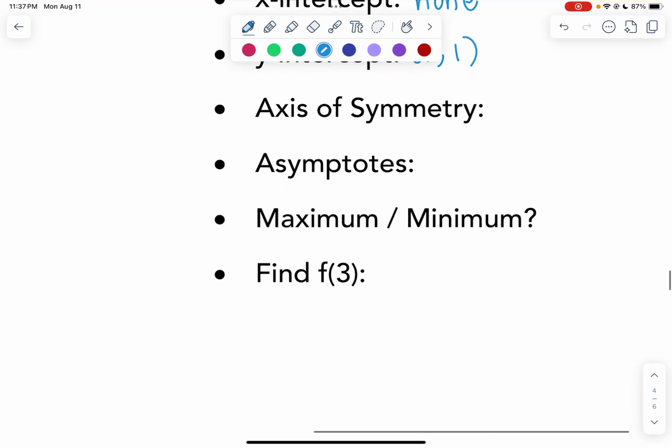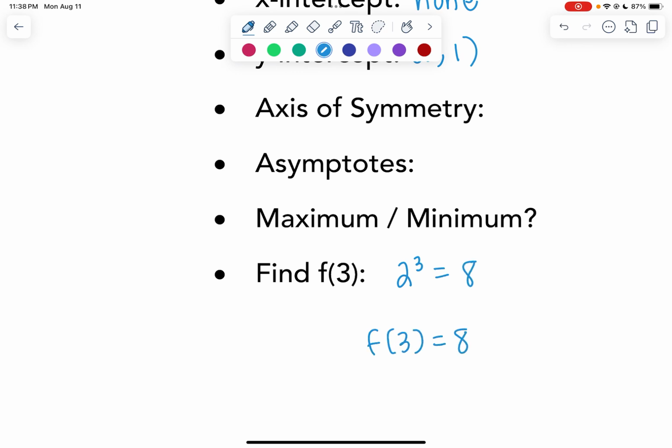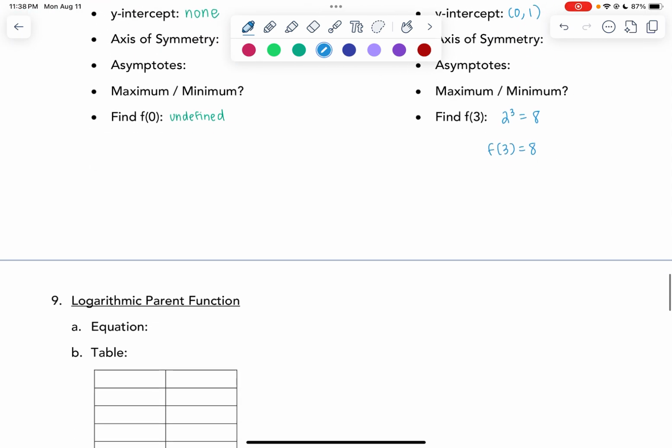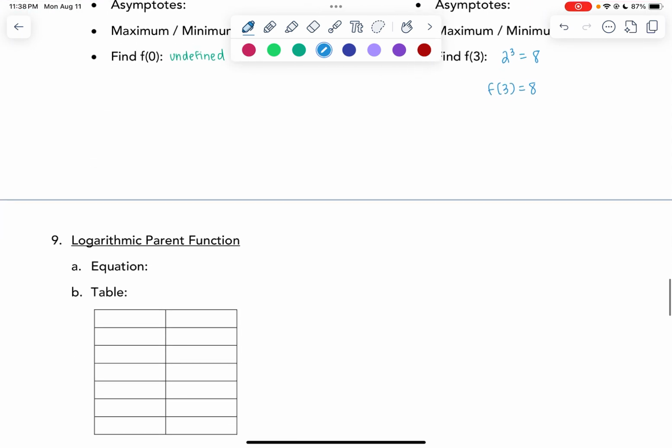And then if I asked you to find f of 3, just remember that that's just plugging in 3 for x. So 2 cubed is 8. So f of 3 would equal 8. And that brings us to our 9th and our final parent function, which is a log function or logarithmic parent function, but log function for short.